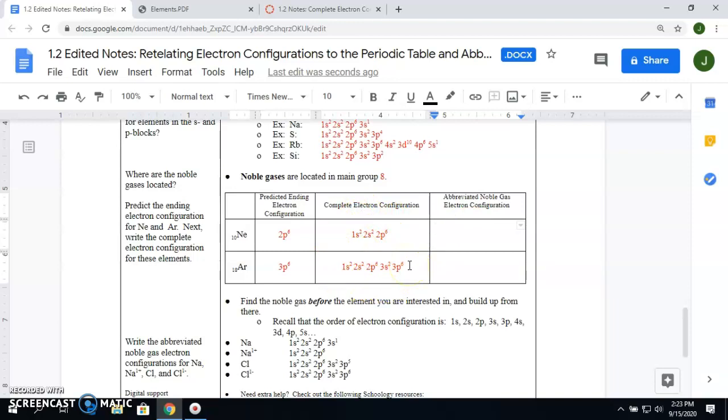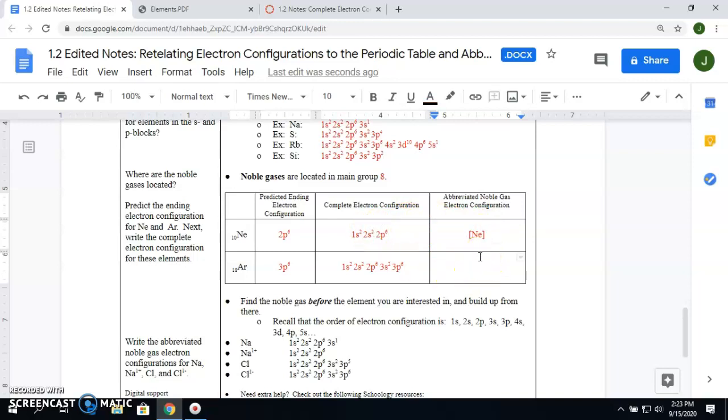these predictions, and if we know a little bit about noble gases, we can write a simple abbreviation. Here's how we can abbreviate 1s2, 2s2, 2p6. We say bracket neon. Bracket neon means 1s2, 2s2, 2p6.